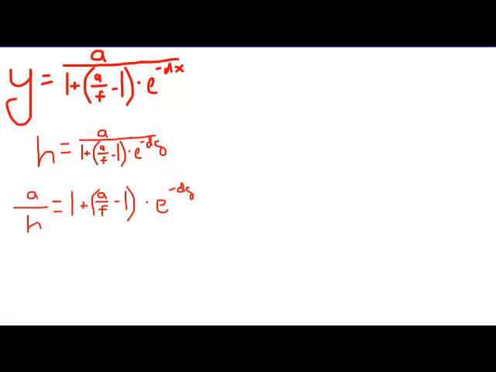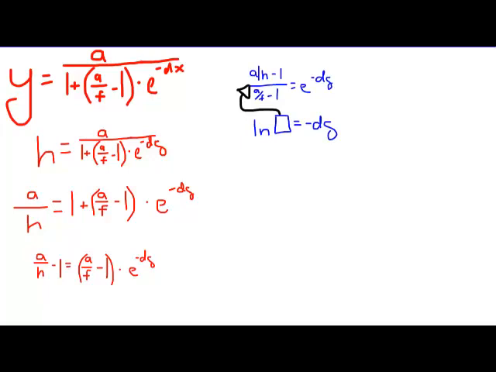And then we can cross multiply. So a over h equals 1 plus a over f minus 1 times e to the negative dg. Now we can subtract 1 from both sides, so a over h minus 1 equals a over f minus 1 times e to the negative dg. Divide both sides by a over f minus 1. Now we can convert this into a logarithm, so log base e of a over h minus 1 over a over f minus 1 equals negative dg, and of course log base e is also known as ln.